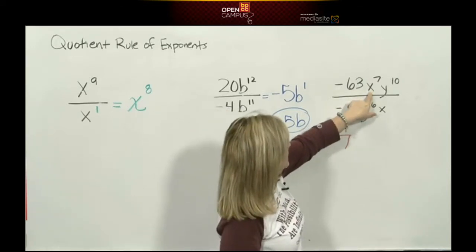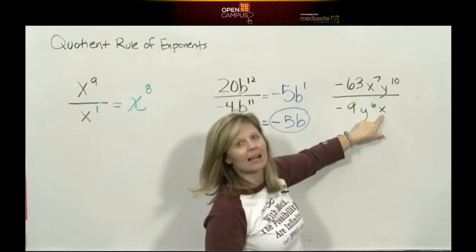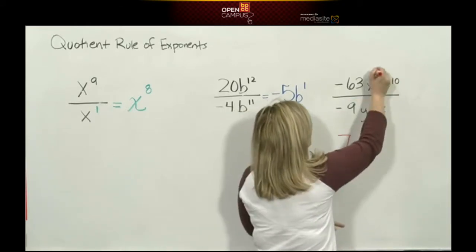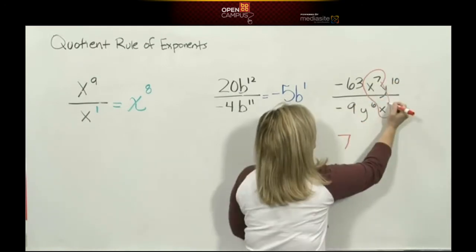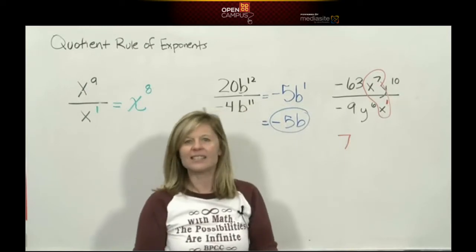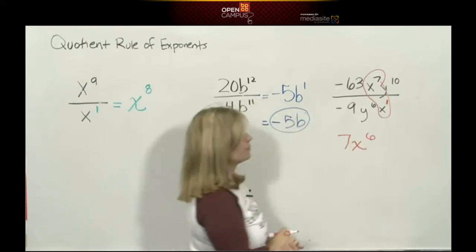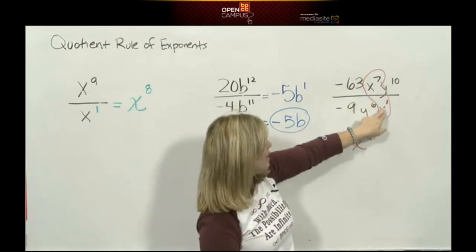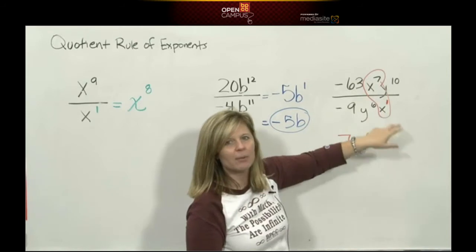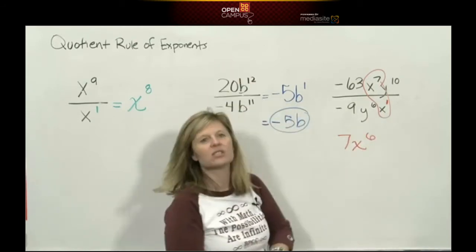If this base is x, I can only divide it with another base of x. Okay, so this is what I'm going to divide. I'm going to divide x to the 7th divided by x to the 1st. And if I take 7 and 1 and subtract, I would get x to the 6th. Think about it. There's 7 x's up here, and there's only 1 x down here in the denominator. Well, one set would cancel out, and you'd be left with 6.